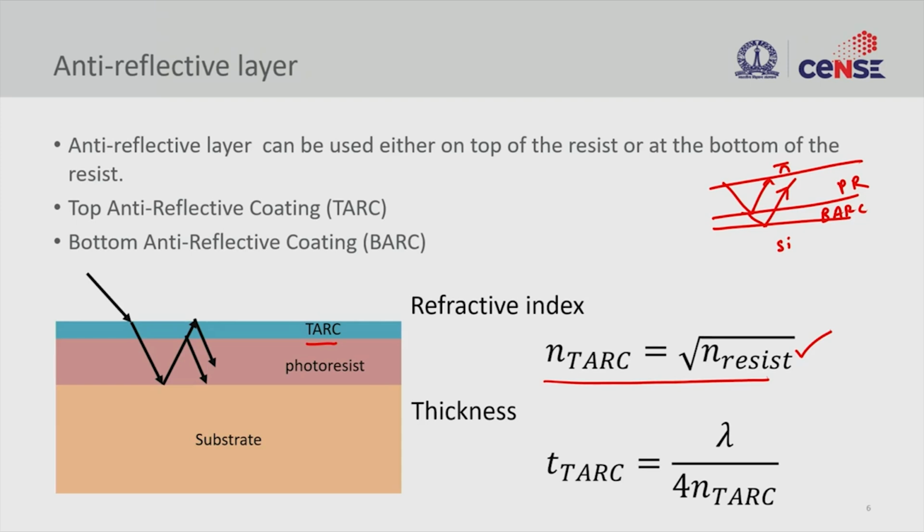And what should be the thickness? Thickness should be lambda over 4, right, which is very typical. So, here it should be lambda over 4n. The reason for this is the wavelength that you are going to use is going to be inside the anti-reflective coating layer, right. So, the wavelength of light inside the medium is nothing but the free space wavelength divided by the refractive index of the medium.